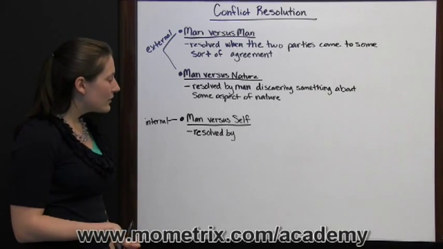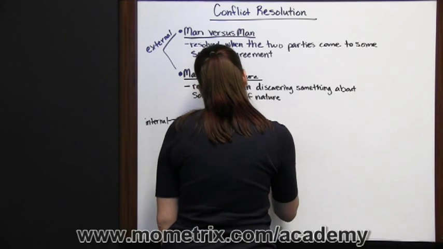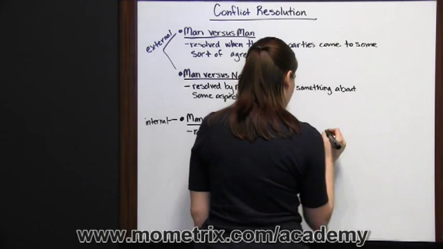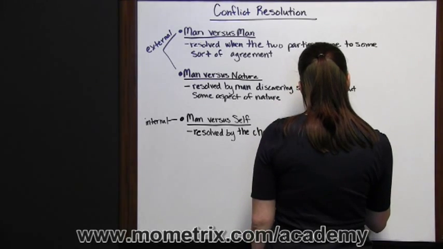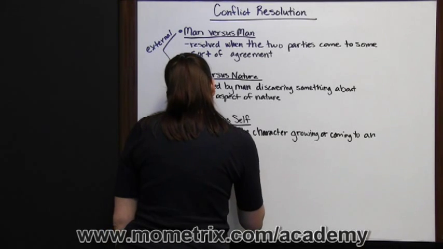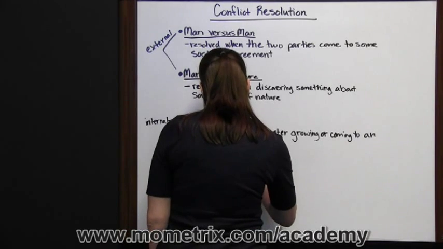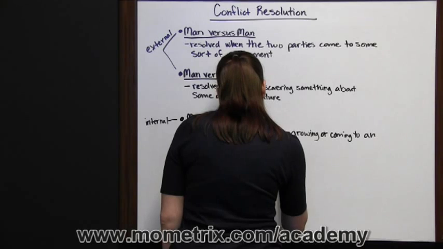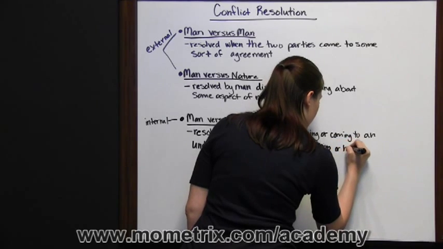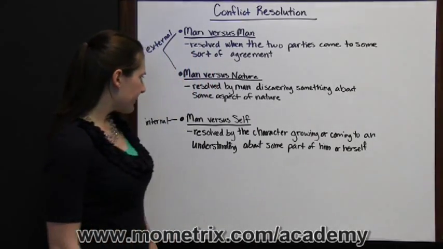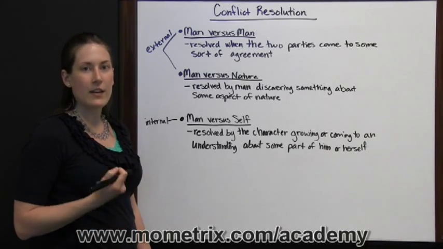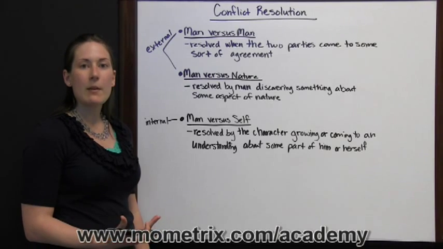And with man versus self, it's usually resolved by the character growing. This is like mentally or emotionally growing, or coming to an understanding about some part of him or herself. So the character either grows and says, oh, I can do this thing I didn't think I could do, that I was struggling with. Or they come to an understanding about a part of themselves.